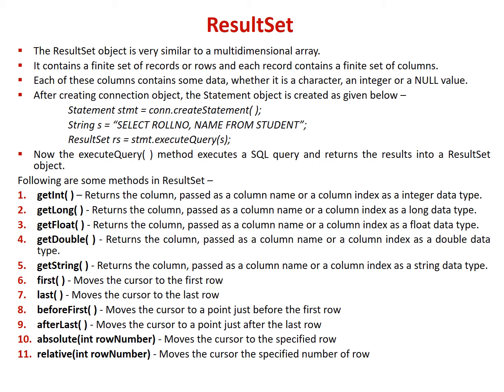After that, the next is the first method, which moves the cursor to the first row in the result set. Then last moves the cursor to the last row in the result set. beforeFirst moves the cursor to a point just before the first row. afterLast moves the cursor to a point just after the last row. absolute(int row number) moves the cursor to a specified row, and then relative(int row number) moves the cursor to the specified row.